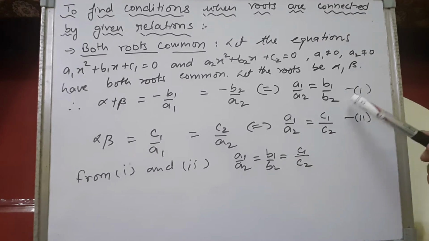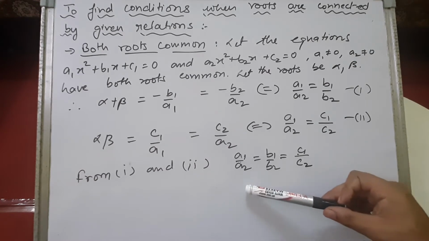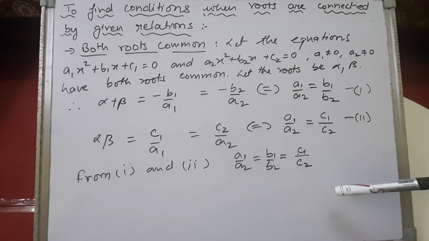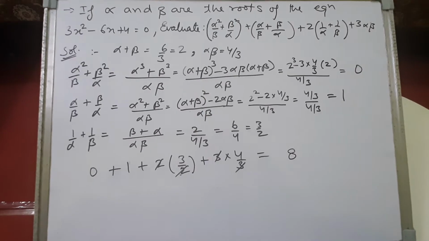When we equate the first and second conditions, we can say that a1 upon a2 is equal to b1 upon b2 equal to c1 upon c2 is the condition when both the roots of the given quadratic equations are equal or common. Alright children, please note down.